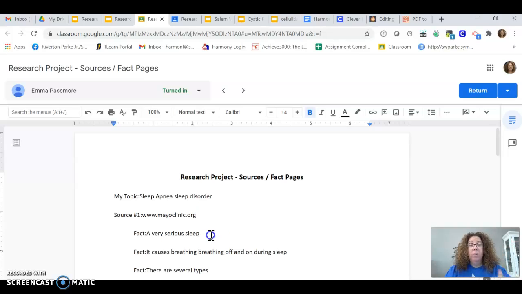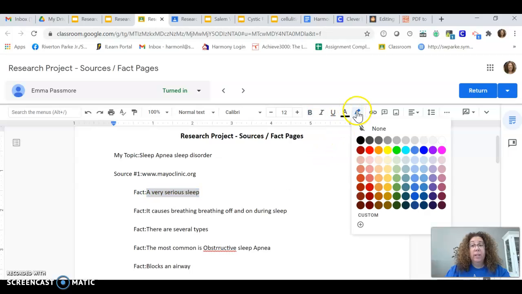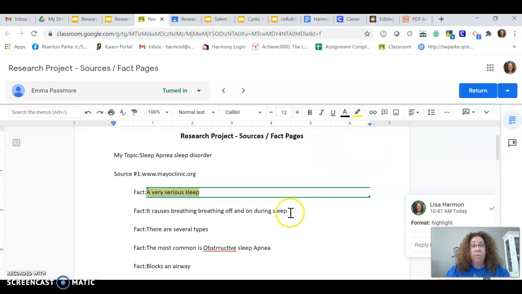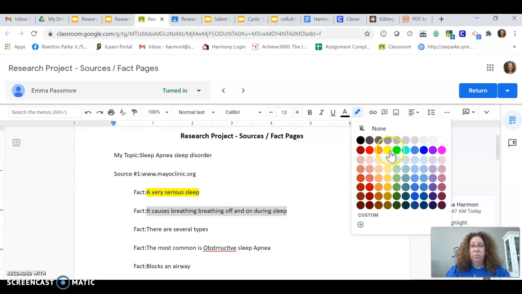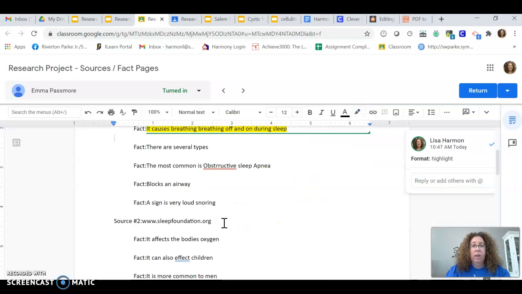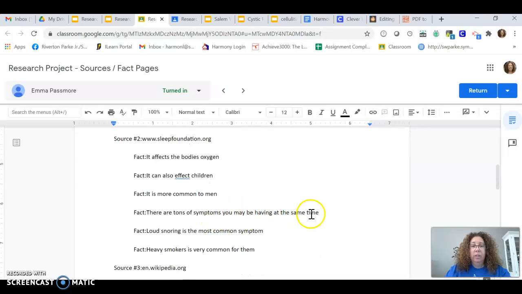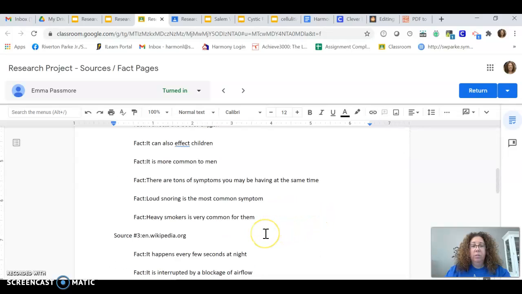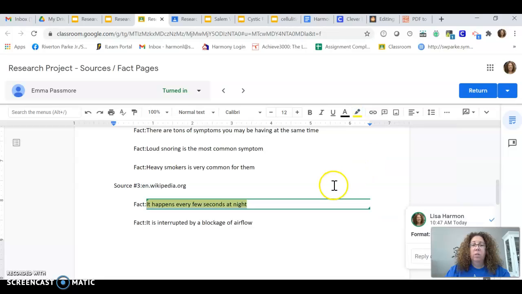So Emma would go through here and if the fact fit under what is it, she's going to make those yellow. I don't know. This is also a what is it. And then she needs to kind of come back down in here. Okay, this could go under what is it. Okay, you get the idea.